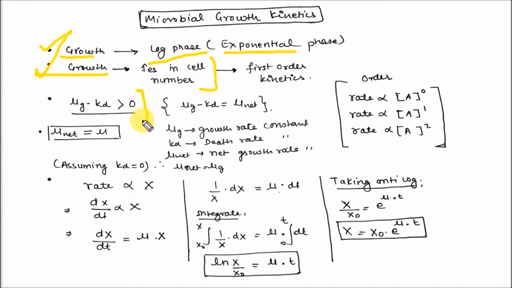As I explained here, mu g minus kd is greater than 0, that is mu net. Mu net is also denoted by mu. What is order? Let me summarize what order is.